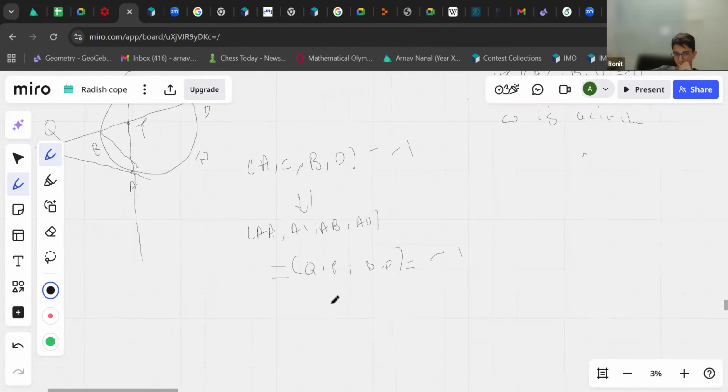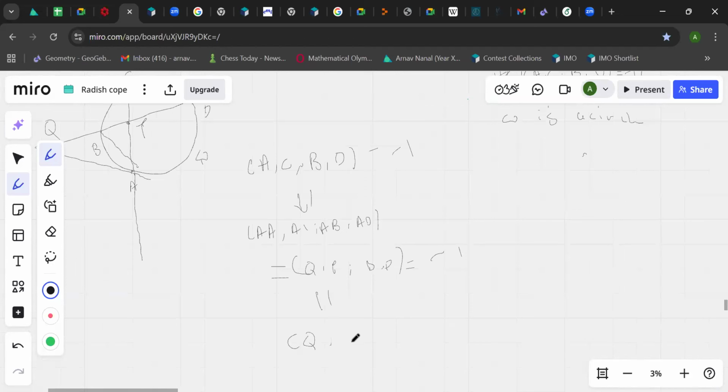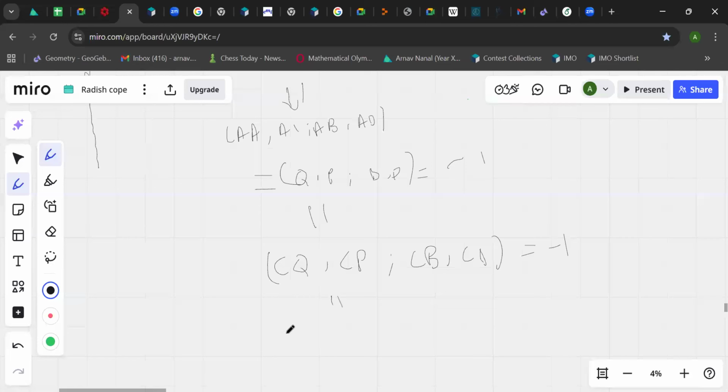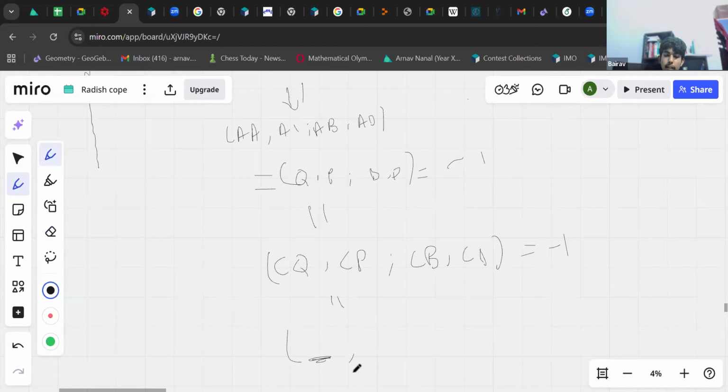Okay, now can we take the perspective from C? Let's see what happens. You get CQ, CP, CB, CD is equal to -1. Now project it onto the conic back. You will get CQ, but I will leave this blank for now because we don't know what CQ will map to. We are trying to derive that the tangents from C and D intersect on BD.